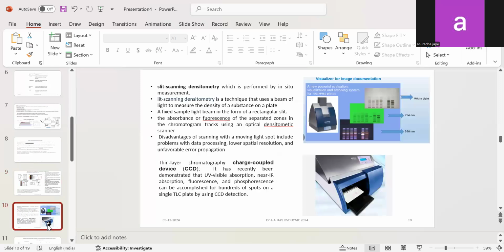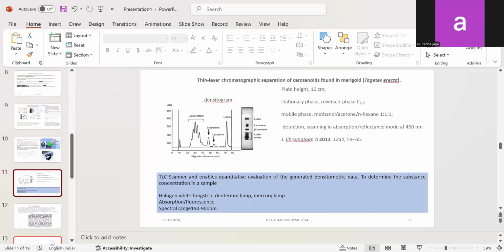Now next is densitometric analysis. Here is one example that I want to share with you: TLC separation of carotenoid pigments from Tagetes erecta, the common marigold flower. These carotenoids need to be separated. The solvent system chosen is methanol, acetone, and hexane, 1 is to 1 is to 1. And the stationary phase chosen is reverse phase C18, because all these are hydrophobic entities, specifically silica gel coupled with reverse phase C18.